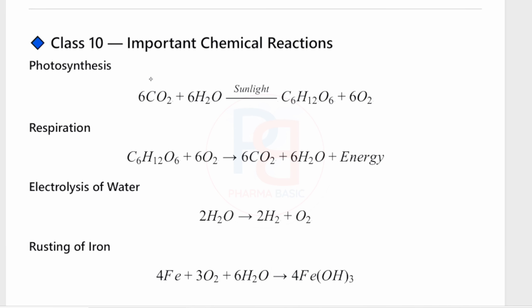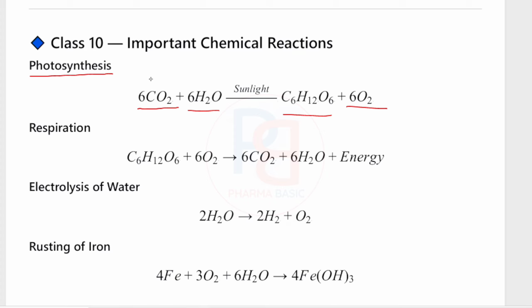First one is photosynthesis. In photosynthesis, what happens? The plant produces food with the help of carbon dioxide, water and sunlight in the leaves. So here is 6 carbon dioxide, 6 water molecules in the presence of sunlight in leaves. It will produce food, which is glucose, C6H12O6, along with 6 oxygen molecules.